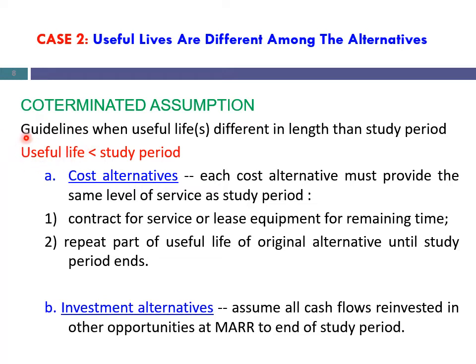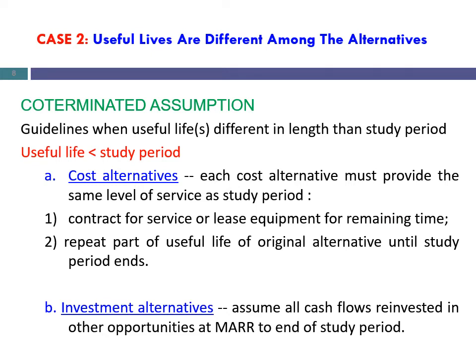So, for example, if the useful life is less than the study period, and if we are comparing cost alternatives with each other, so what can we do? Since these are cost alternatives, it means that we require some service from them. Since each alternative must provide the service for the same period of time, we can contract for service or lease some equipment at the end of the useful life for the remaining time.